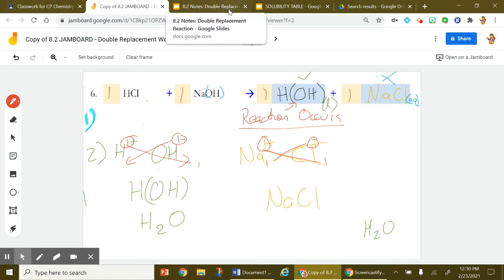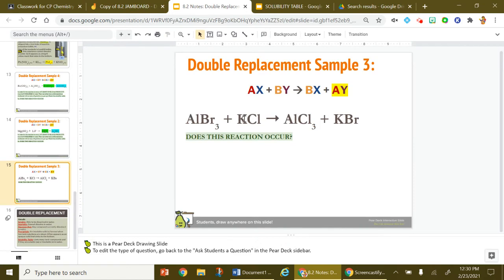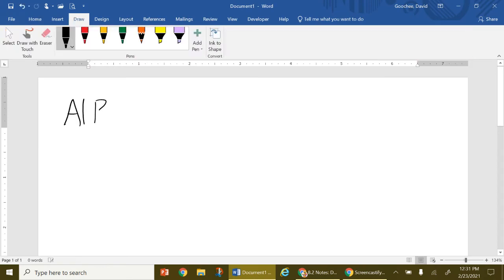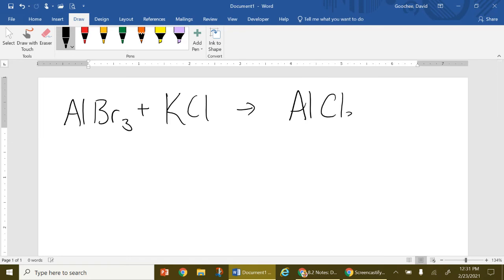Let's take a look at a problem from the notes, where that may not be the case. All right, so AlBr3 plus KCl yields AlCl3 plus KBr. Let me write that right down here. AlBr3 plus KCl yields AlCl3 plus KBr. And of course, you've got to balance it. So let's see, 3 here, 3 here, put a 3 there, you're balanced.